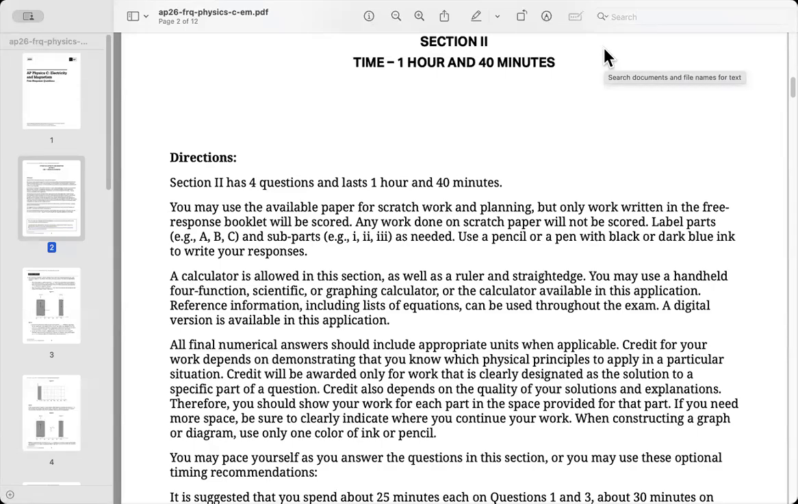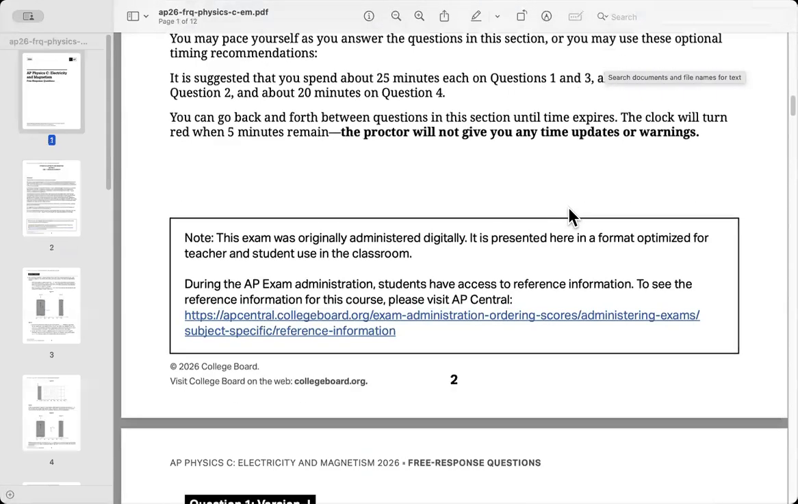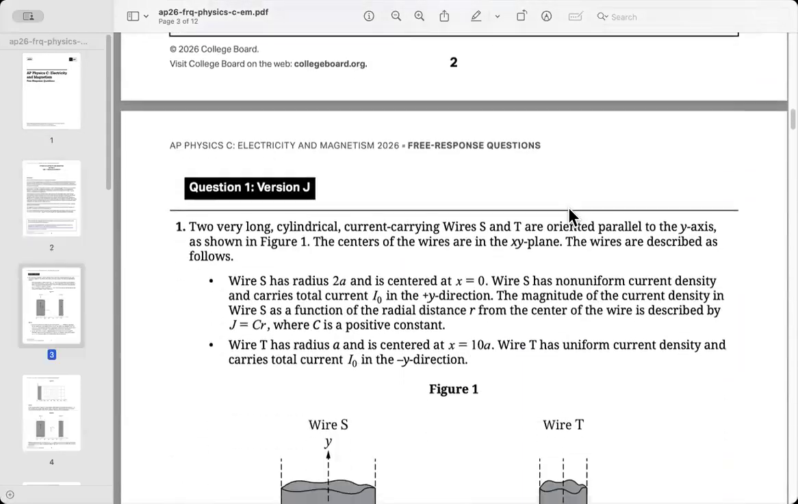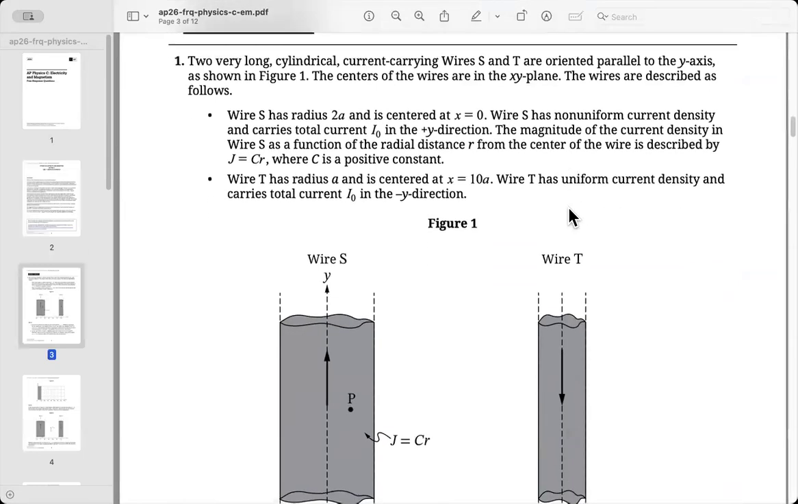All right, everybody. It is that time for the AP Physics C electricity and magnetism version J FRQs. I believe yes, they are version J. It took a little bit longer for College Board to release these than I thought, but here we are. So let's just go ahead and dive right into it.